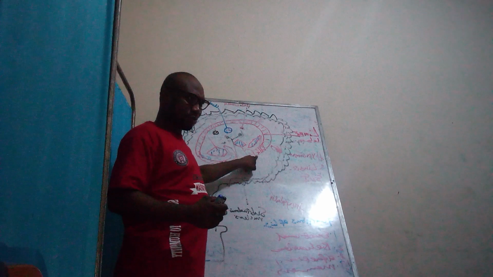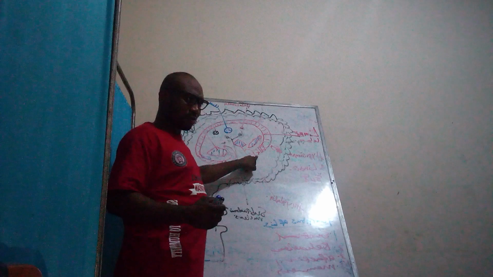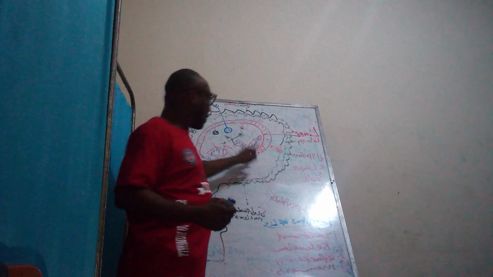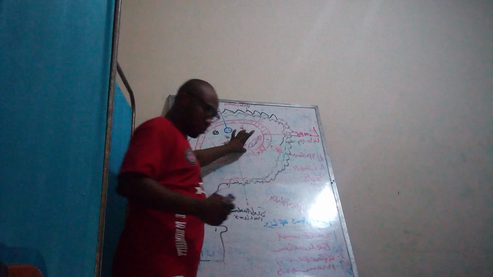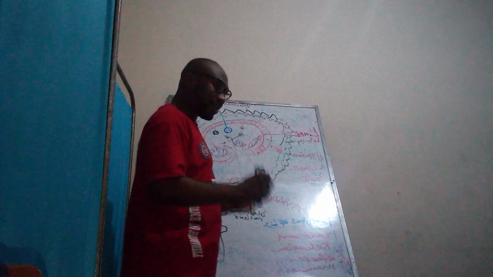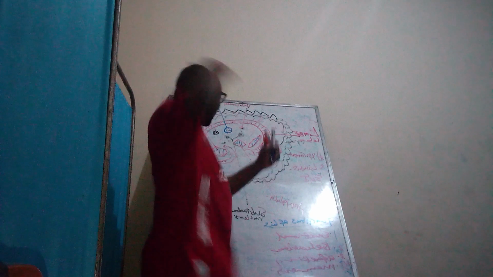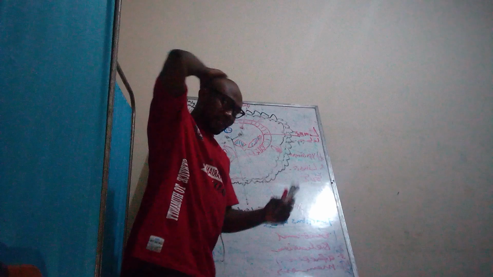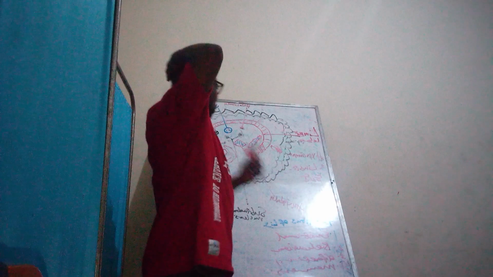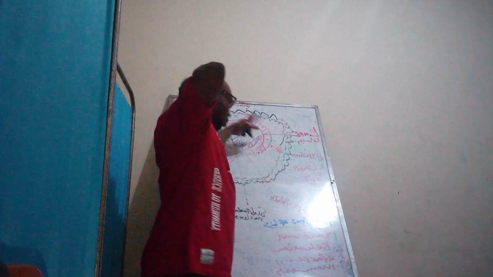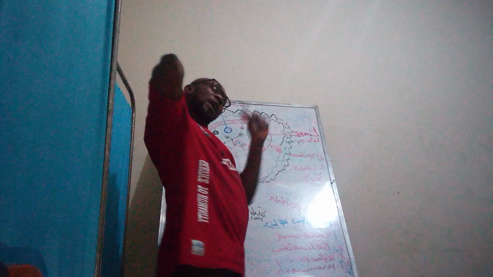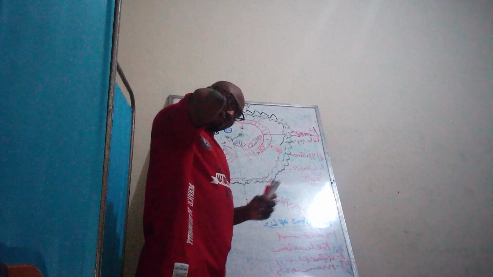Mentioned and said that the hippocampal formation is made up of three basic structures. One is what we call the dentate gyrus. Two, cerebellum. Three, hippocampus proper.